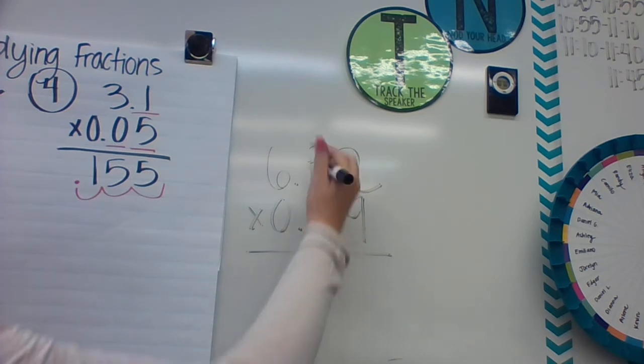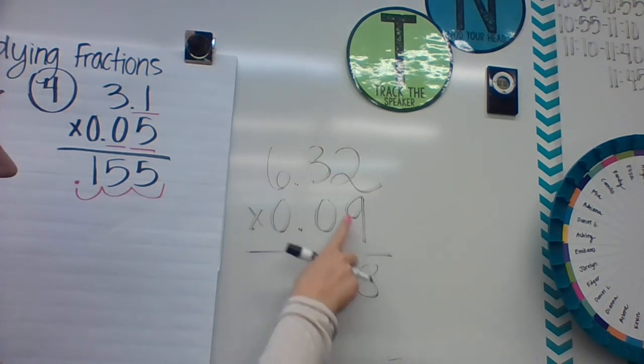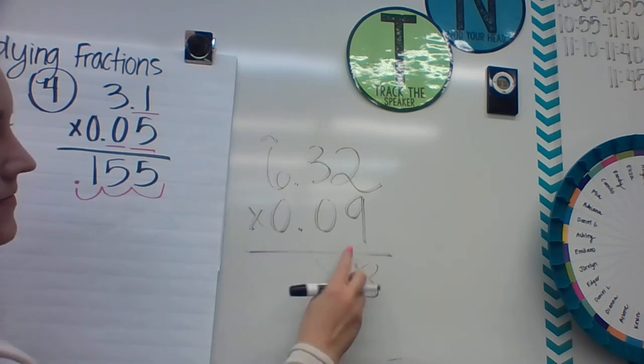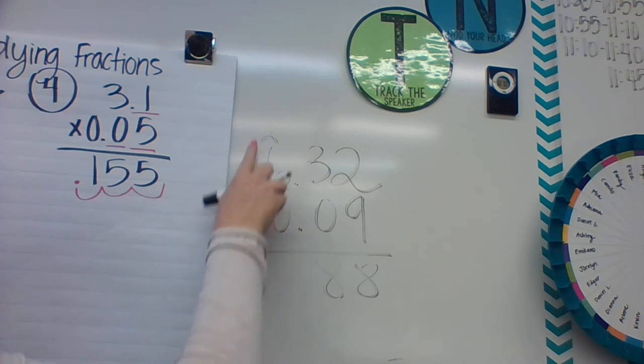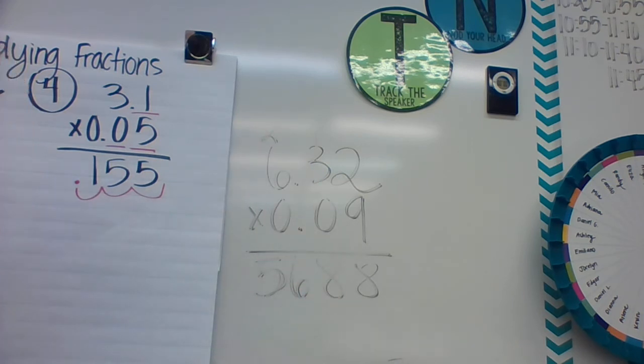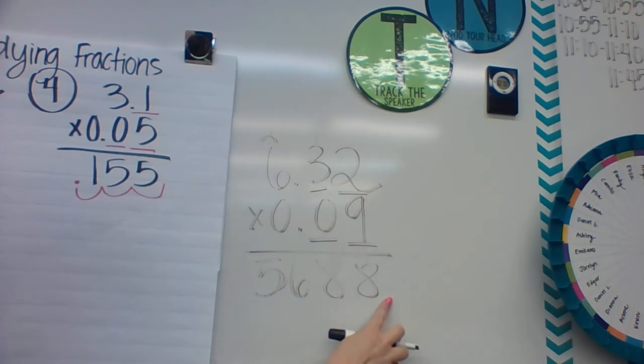So 9 times 2 will give us 18. Sorry, my marker's running low. 9 times 3 gives us 27, plus 1 gives us 28. 9 times 6 is 54, plus 2 is 56. Now I need to go back in my problem and see how many decimal places I have. So I have 1, 2, 3, 4. So I'm going to start on the right hand side and go over 4 places. 1, 2, 3, 4. That's where my decimal belongs.